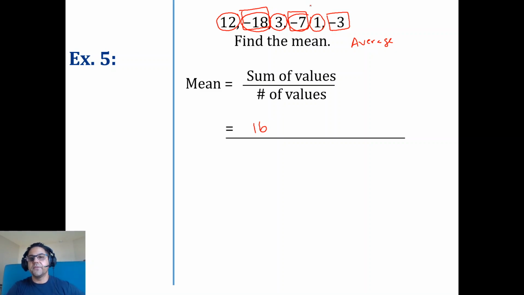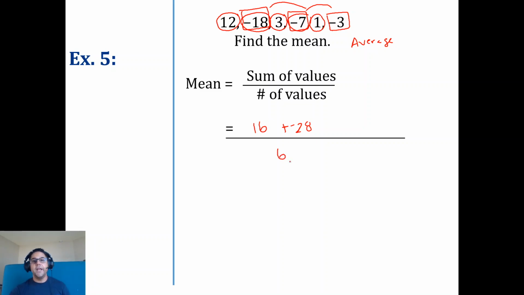But I like this first. I like joining the negative 7 and negative 3, which really gives me a negative 10. Then I jump over to the negative 18, which gives me a negative 28. Or I can do adding the opposite, so adding negative 28. And now my total number of values, 1, 2, 3, 4, 5, 6.